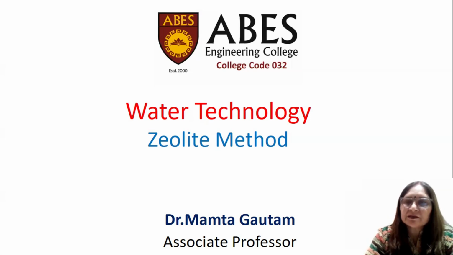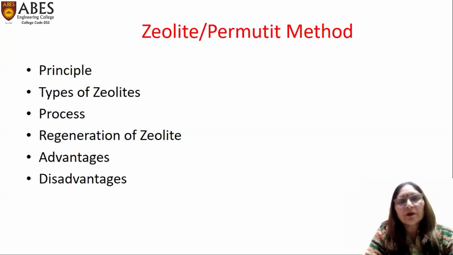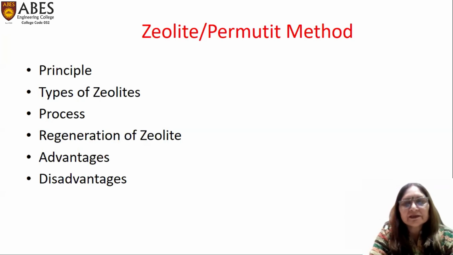This is the external treatment of hard water, that is the zeolite process, and it is also called the permutit method. In this lecture, we will cover the principle of zeolite, types of zeolite, the process, regeneration, advantages, and disadvantages.